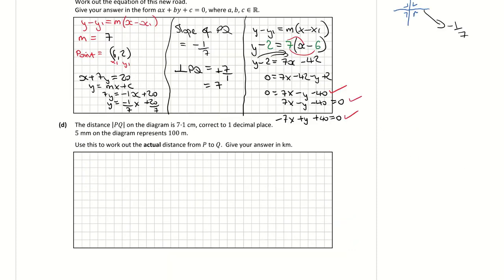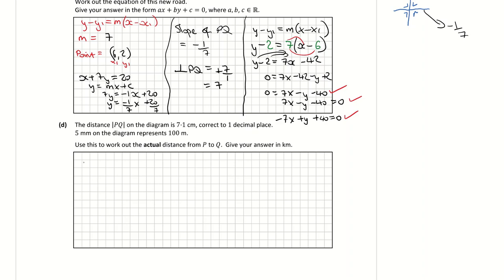Okay, looking at part D, the distance PQ on the diagram is 7.1 centimeters correct to one decimal place. 5 millimeters on the diagram represents 100 meters. So what they mean there is that 5 millimeters on the map represents 100 meters in reality. Use this to work out the actual distance from P to Q. So just be careful here, they're using centimeters, millimeters, and meters. So we just need to be careful converting with them here.